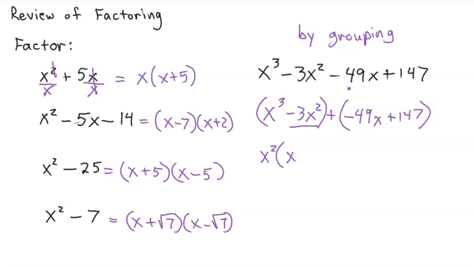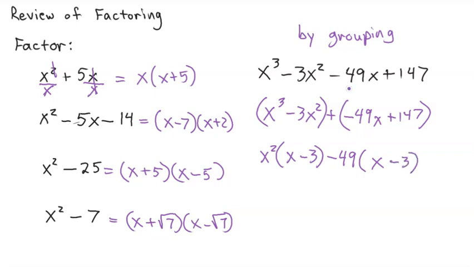And if I divide negative 3x squared by x squared, I just get negative 3. So what I've done is I've divided out x squared from both of these. Okay. Then here I'm going to divide out negative 49 because negative 49 is in here. 147 divided by negative 49 is negative 3. And if I divide this by negative 49, I just get x. So I'm going to take out a negative 49, and then I have an x left over, and then 147 divided by negative 49 is negative 3.